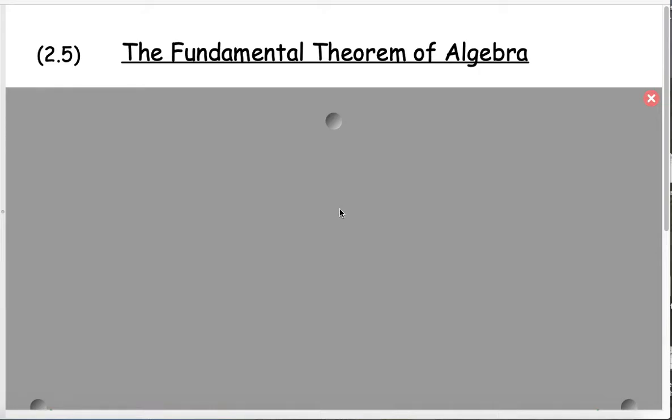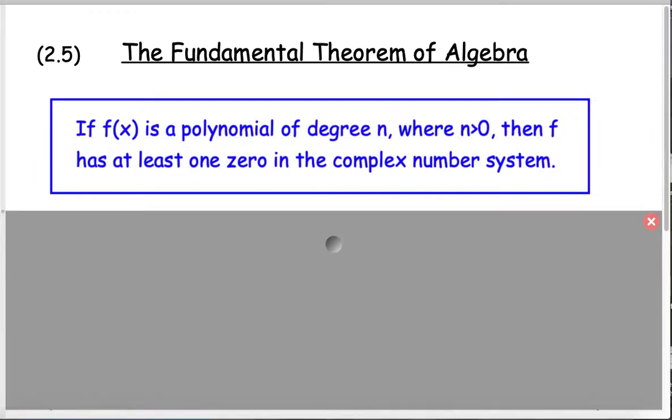In today's lesson, we're going to focus on the fundamental theorem of algebra and some other theorems that help us find the zeros or the roots of polynomials. So if f of x is a polynomial of degree n, so that means you have at least x to the first power, which would be a line, or you could have a quadratic, etc., then f has at least one zero in the complex number system. And it's important to understand that the complex numbers consist of real numbers and imaginary numbers.